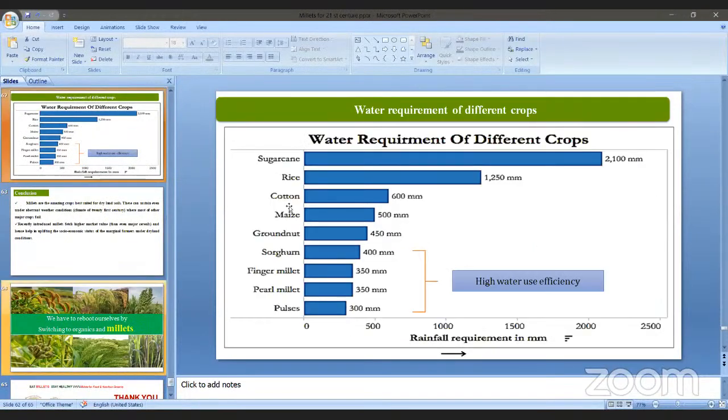This is also a less water requirement. You can compare it to other crops like sugarcane, other cereals and pulses. Millets have a very less water requirement compared to higher water usage crops.